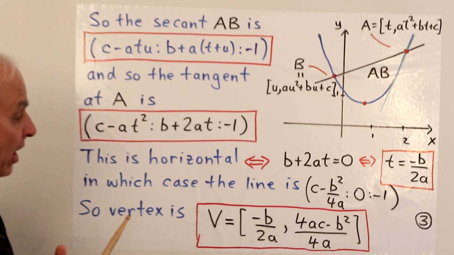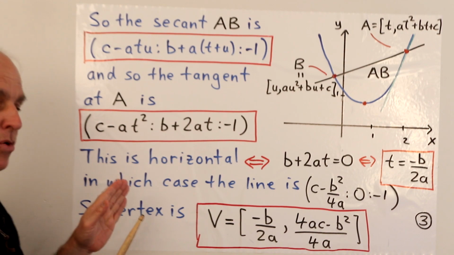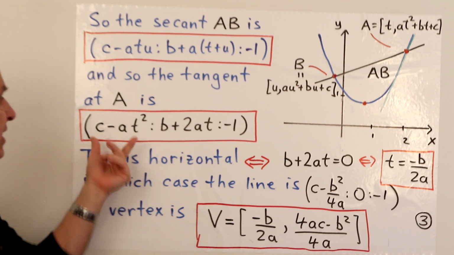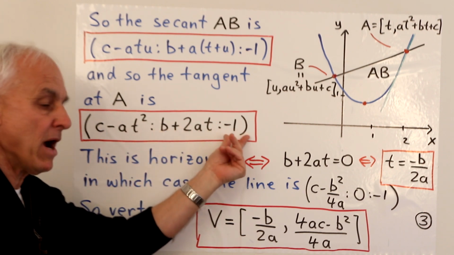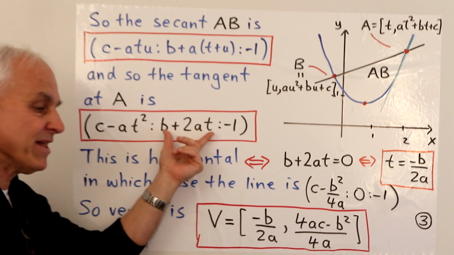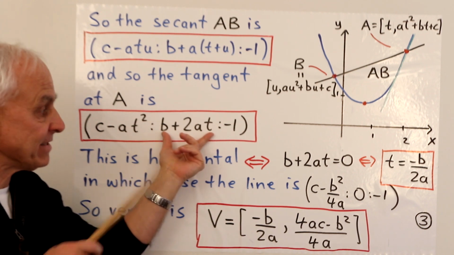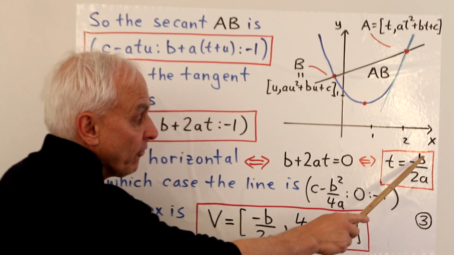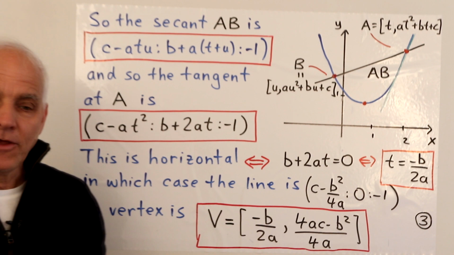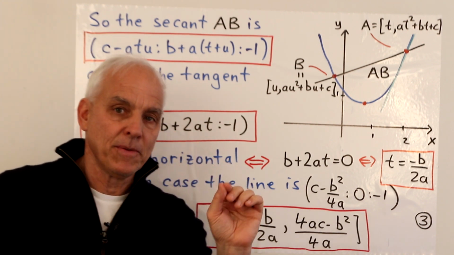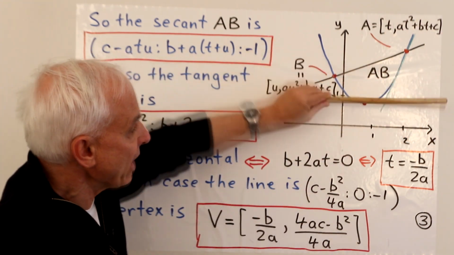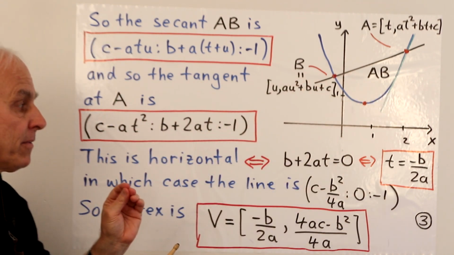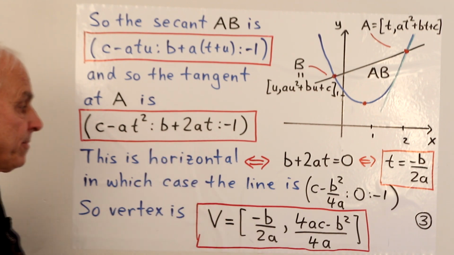Well, it's going to be horizontal when there is no x component, when it's of the form y equals something. Okay, so it's this thing plus this thing times x minus y. So it'll be horizontal precisely when this coefficient of x is 0. In other words, when b plus 2at equals 0, or solving, t equals minus b over 2a. So exactly one parameter value corresponds to a tangent which actually is horizontal. So we found the t value for either a max or a min.